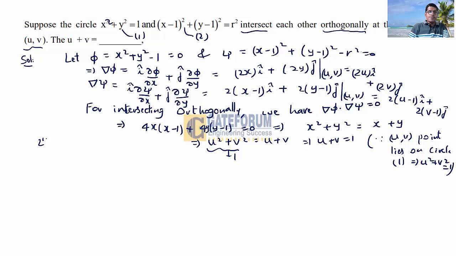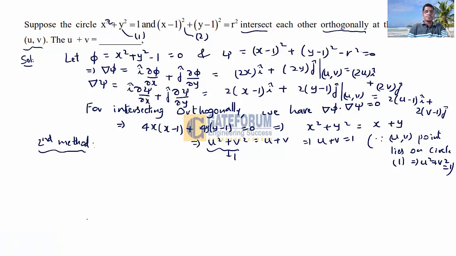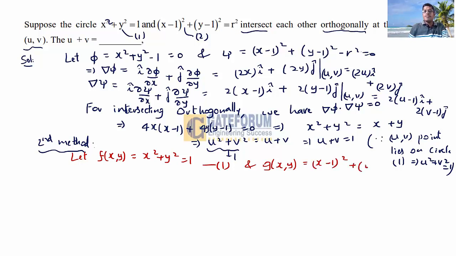Second method, normal differentiation method, that is the total derivative from the partial derivatives. I am using some other color. Let f of x comma y, a two-variable function, be equal to x square plus y square. That value is already given, equation 1. And another function, instead of phi and psi, g of x comma y is equal to x minus 1 whole square plus y minus 1 whole square is equal to r square. Equation 2.